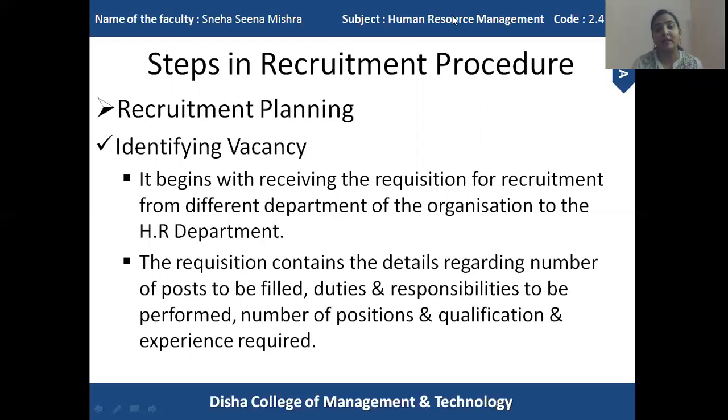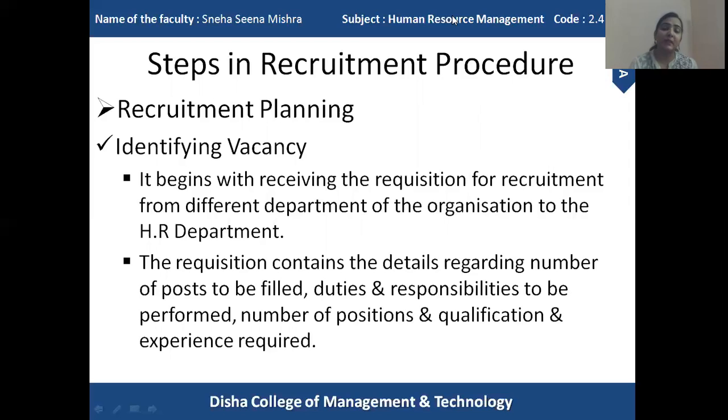will first of all understand how many posts are vacant in the entire organization, and then they will make sure how many vacancies are there in each and every department. So first of all, every department which has a vacancy needs to send a requisition to the HR department in order to fill up that position. So that is identifying the vacancy, meaning identification of the vacant position.